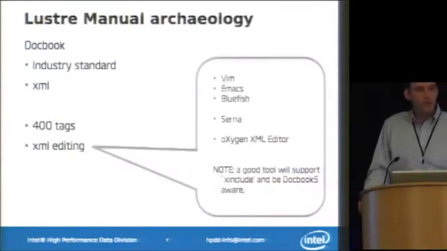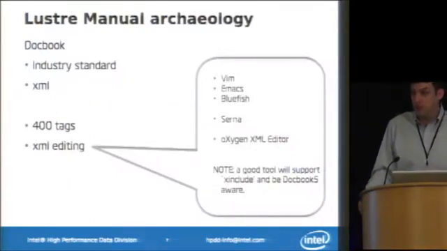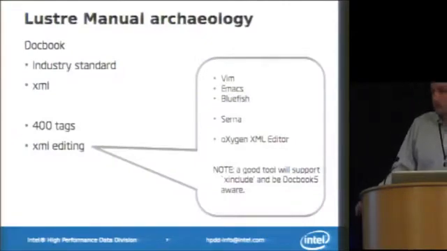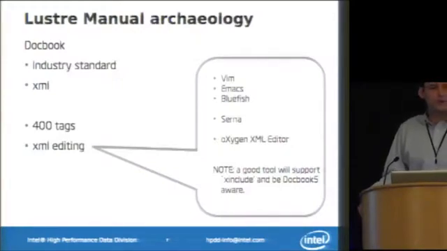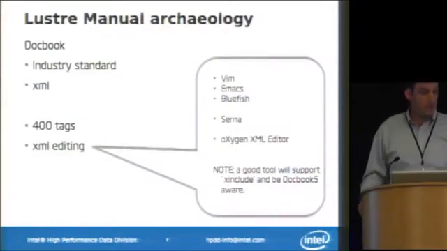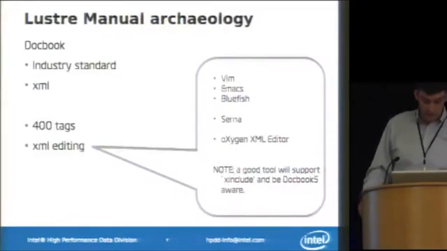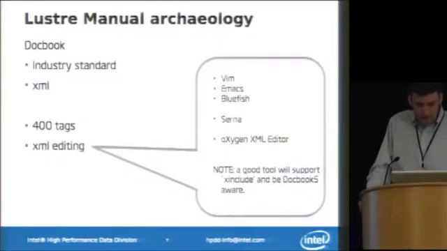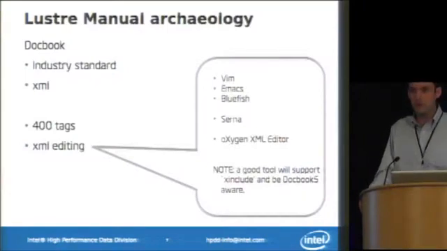When you begin to have a look at the manual, some things will become immediately obvious as you peel away the top page. The manual is written in XML and it's in DocBook. DocBook is an industry standard for writing technical documentation, and it's in XML, which allows a number of tools to be able to interrogate, validate, and verify. As a corollary, there are 400 tags in the DocBook standard. It is large and complex, and it's XML.